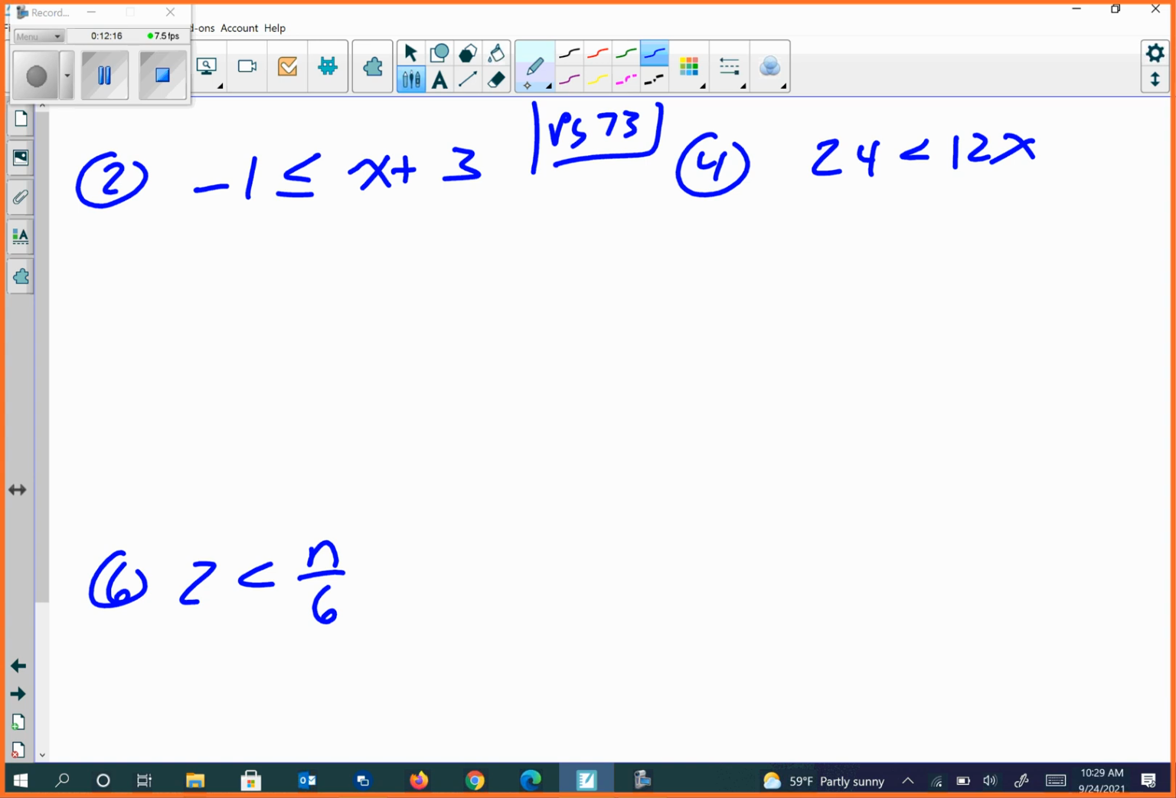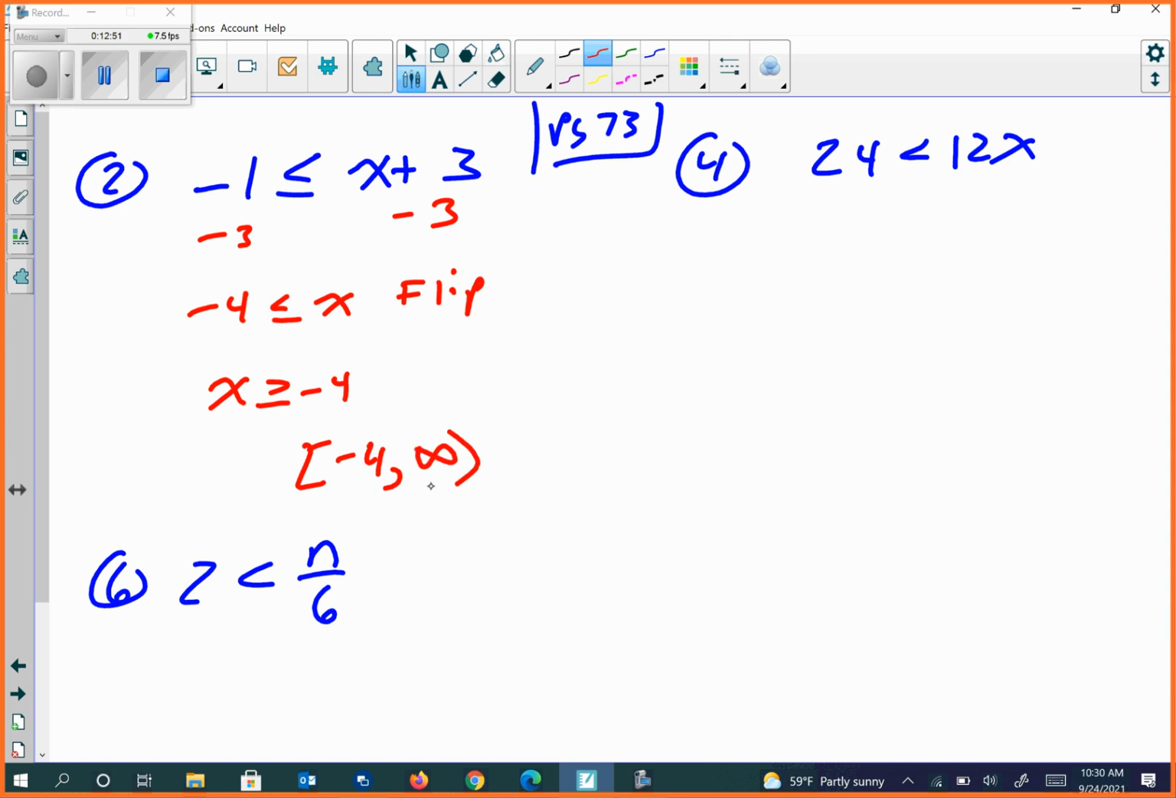All right, let's work these. See what we do. What do you think I should do on the first one before I flip it over? Subtract 3. Cool. So your -4 is less than or equal to x. At this point, I would flip everything over. So I'm going to get x is greater than or equal to -4. And then they wanted us to write it in interval notation. So I want values bigger than -4 and equal to -4. So it's a square bracket at -4, and it goes to infinity. Is that okay?